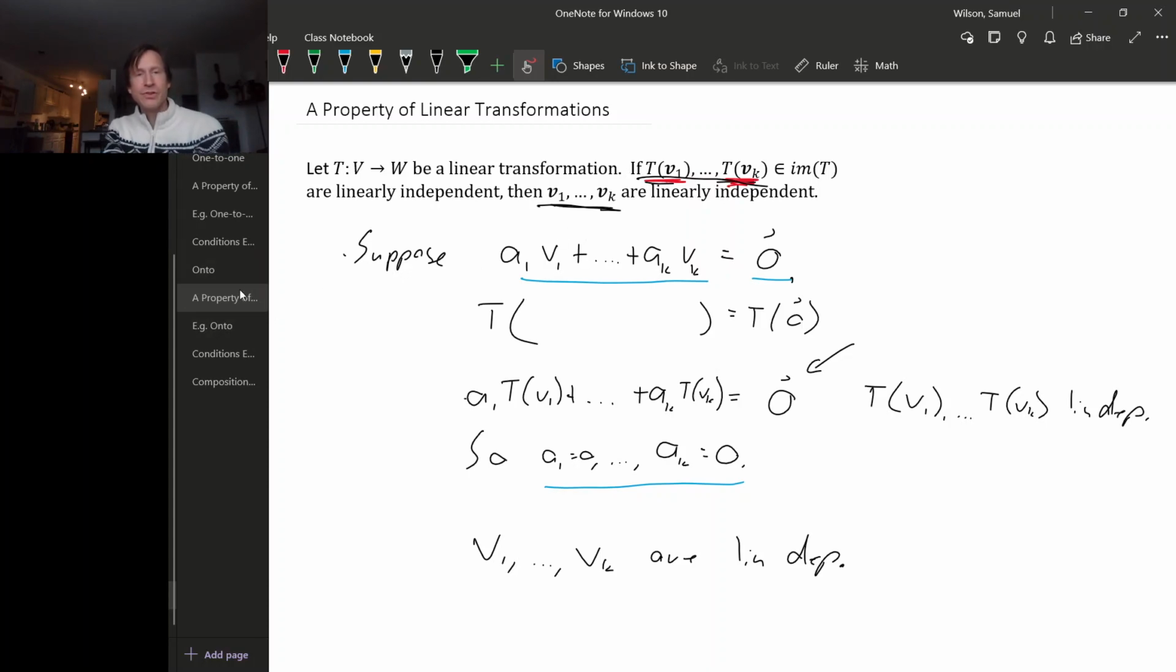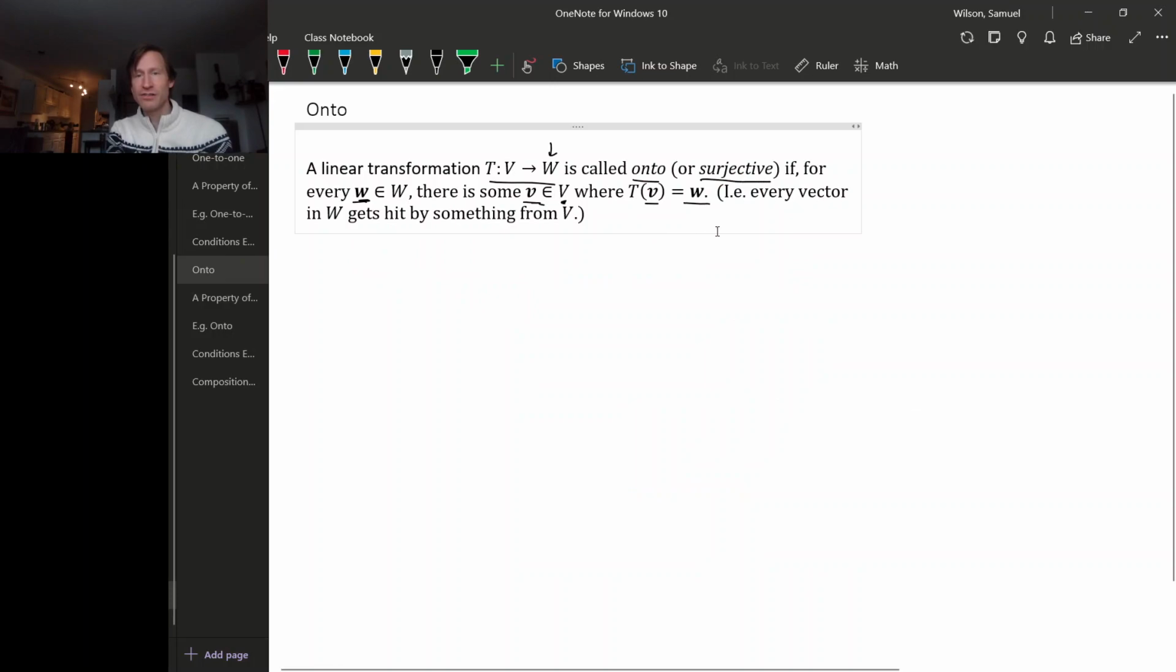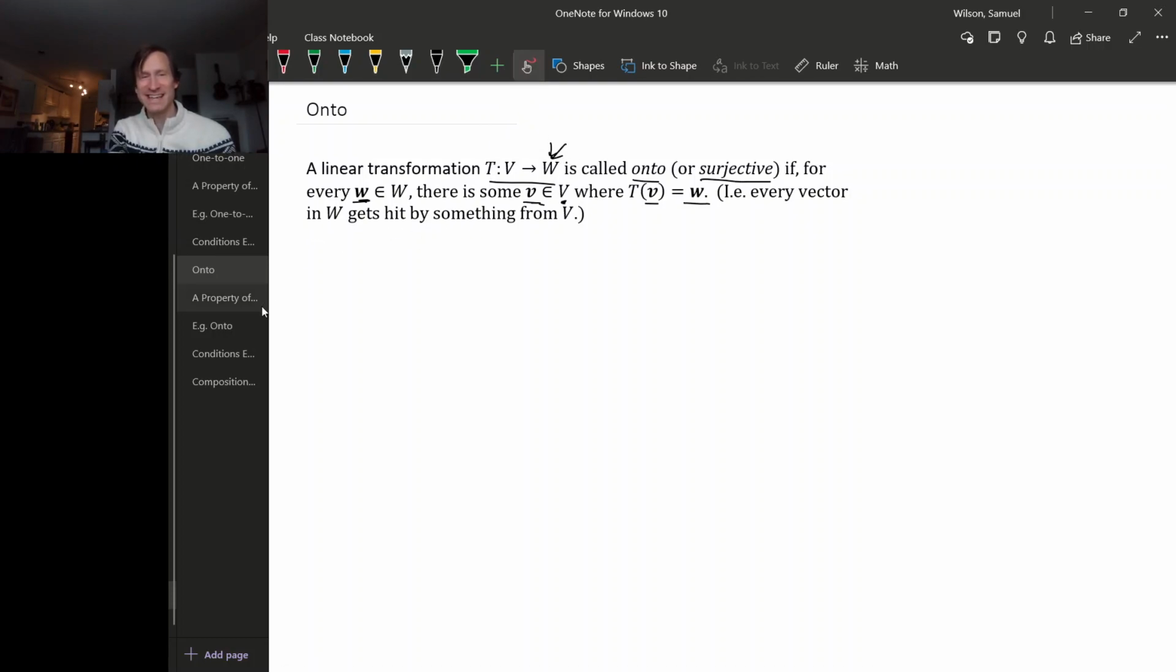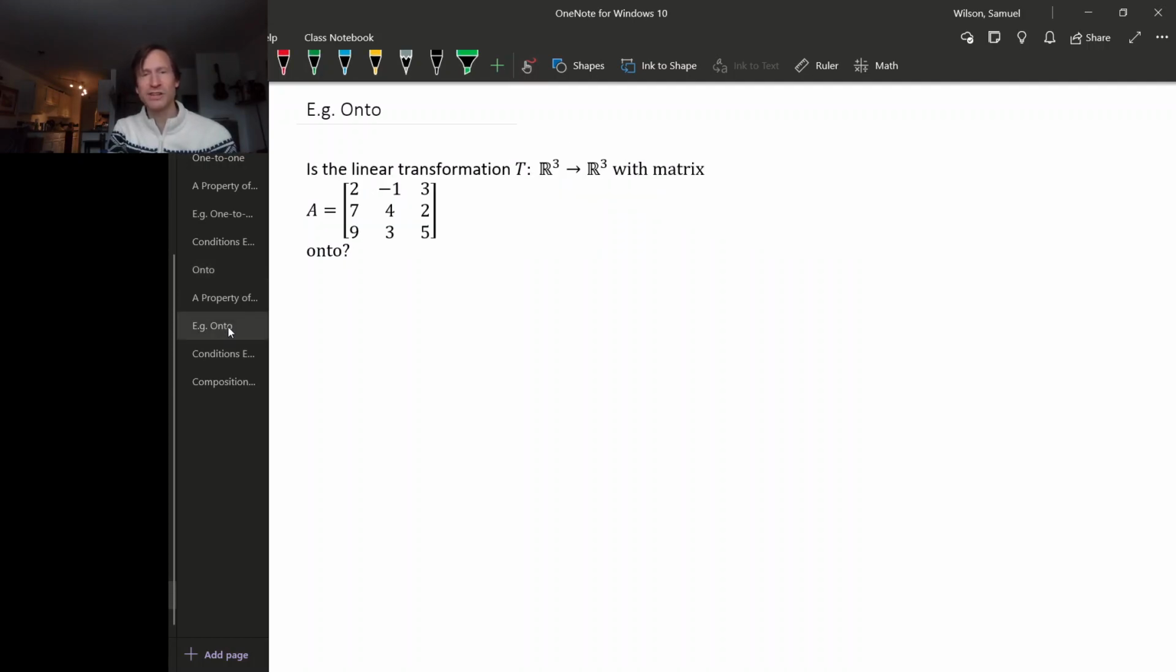All right. So we have this definition of onto, right? This idea that an onto transformation is one where every vector in the target space, W, actually gets hit. Let's look at an example of this just to check that we understand how this definition works. So here's a linear transformation. It's a transformation from R3 to R3 represented by this matrix. Is it onto? Well, let's see. How could we solve this question?